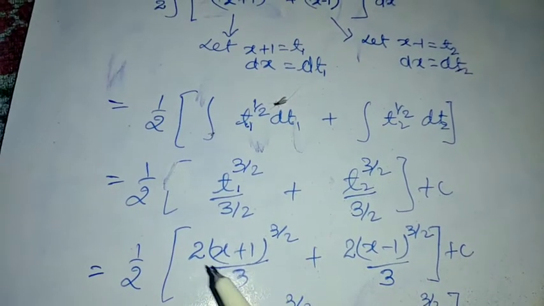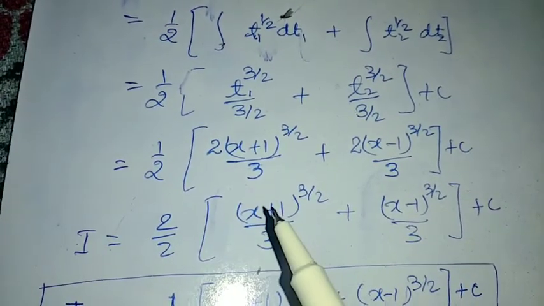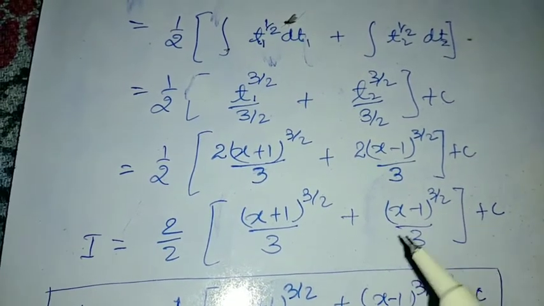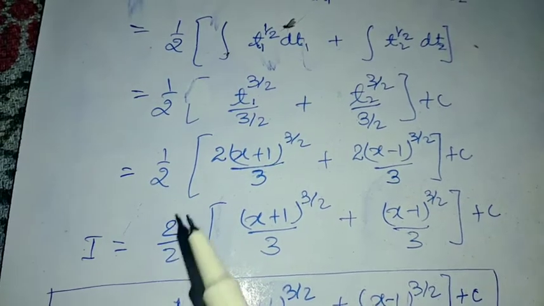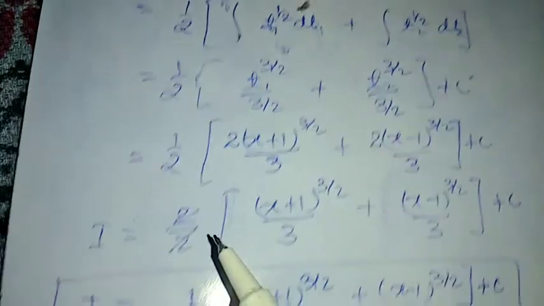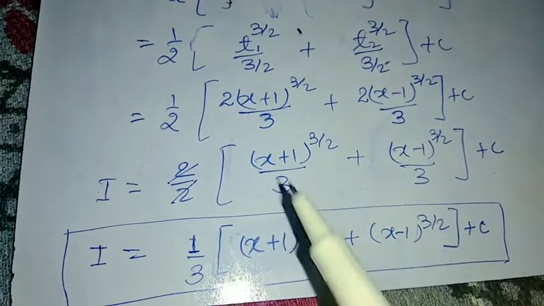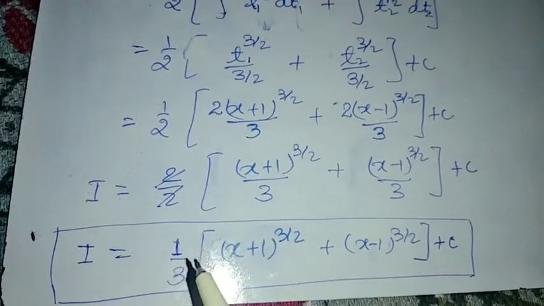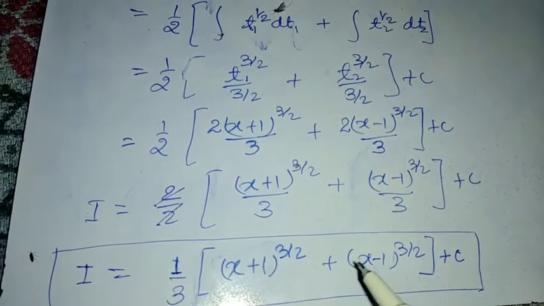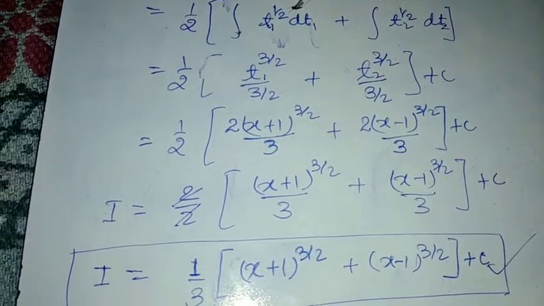Here we can take 2 common, so it will be 2 upon 2 into x plus 1 whole to the power 3 upon 2 upon 3 plus x minus 1 whole to the power 3 upon 2 upon 3 plus c. So this 2 and 2 will be cancelled out, and here also we can take 1 upon 3 common, so it will be I is equal to 1 upon 3 into x plus 1 whole to the power 3 upon 2 plus x minus 1 whole to the power 3 upon 2 plus c. This will be the answer.